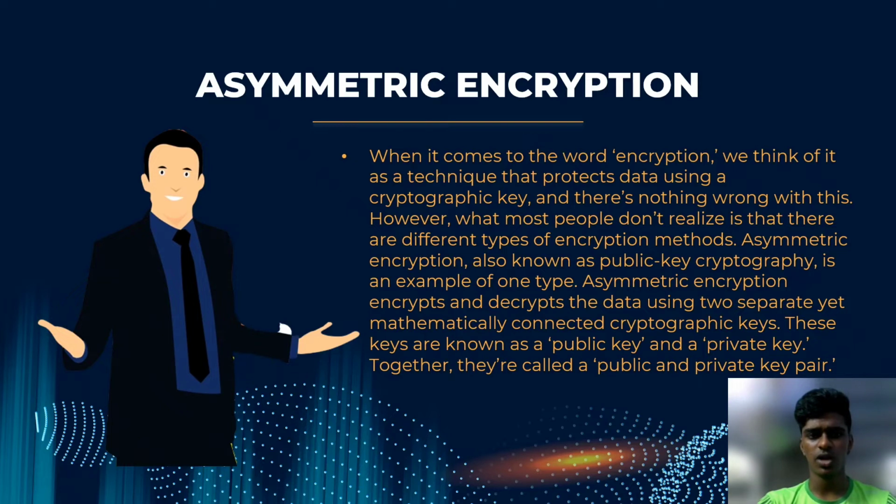The topic given to me is asymmetric encryption, also known as public key cryptography. Asymmetric encryption encrypts and decrypts the data using two separate yet mathematically connected cryptographic keys. These keys are known as a public key and a private key. Together they are called a public and private key pair.